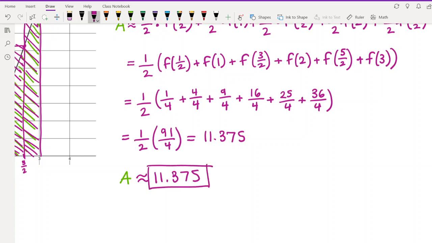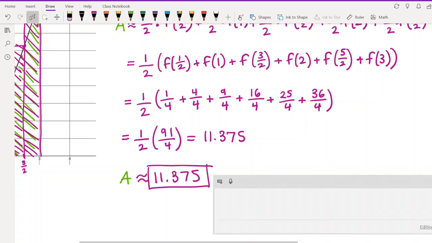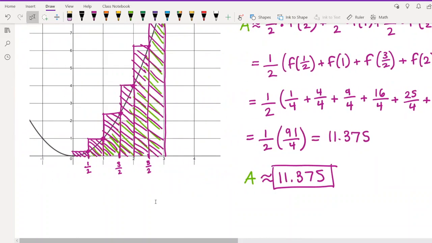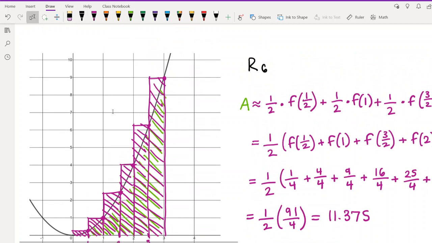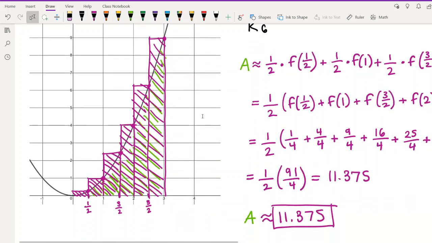And notice that that's smaller than what we got when we used 3 rectangles. And so that kind of tells us, that makes sense, right? We could tell that the first estimate we did was an overestimate, and this one's still an overestimate, but it's a little bit closer. So how could you get an even better approximation? Well, you could use even more rectangles. And I want to give you a visual to see that.